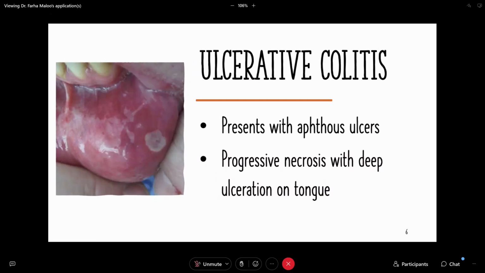The next inflammatory bowel disease I would like to discuss is ulcerative colitis. So, unlike Crohn's disease, ulcerative colitis occurs only in the superficial most layer of the bowel wall. It will present with aphthous ulcers in the labial mucosa as well as the buccal mucosa. There will be progressive necrosis along with deep ulcerations on the tongue.